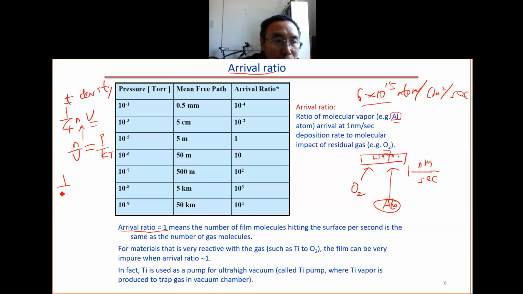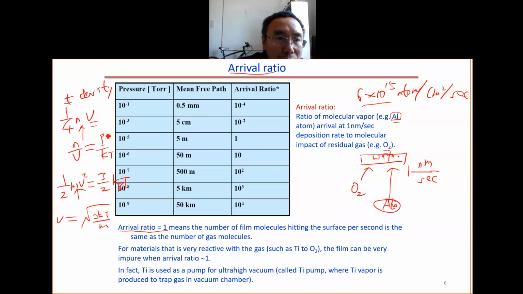So we know that roughly we have (1/2)mv² equal to (3/2)kT. This is the basic formula. m is the mass of oxygen, and k is the Boltzmann constant, T is temperature. Then we know the speed v equal to √(3kT/m). Then we know n equal to P/kT. Then we can also calculate how many gas molecules hit the surface per second.